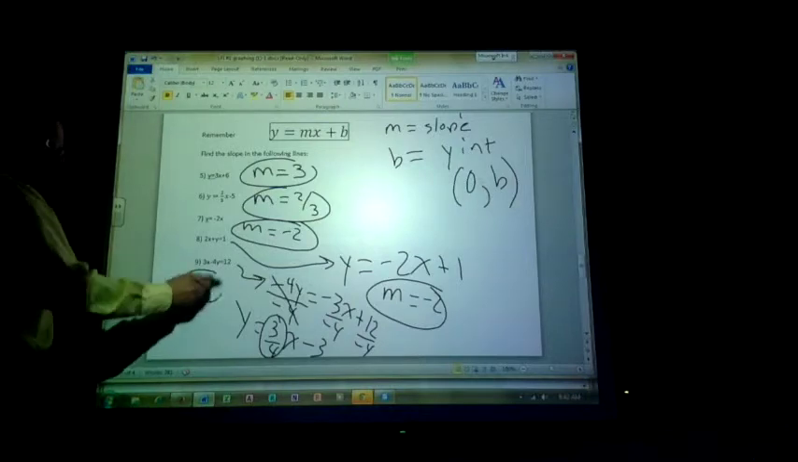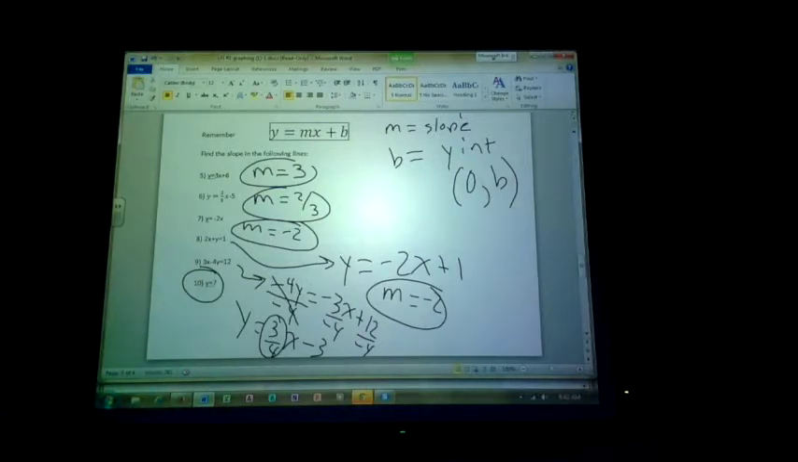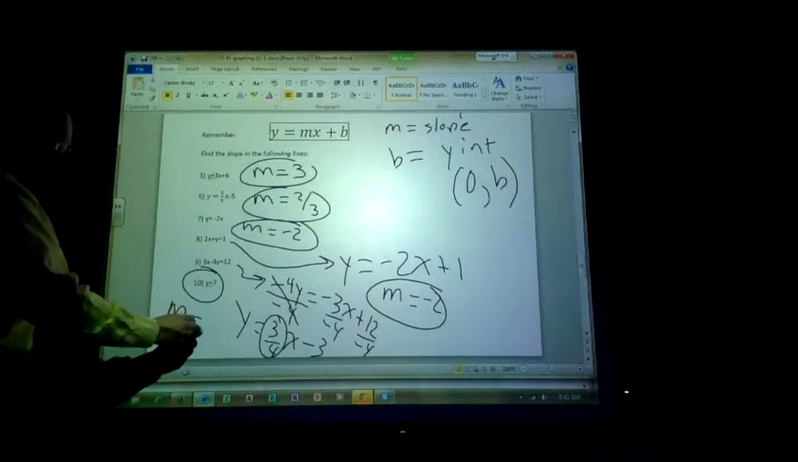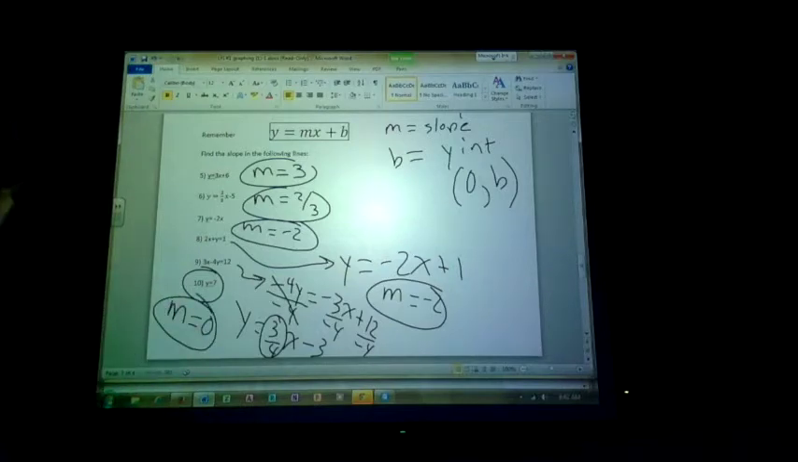What about this one? Where's the x? What number do I multiply something by to get rid of it? It's 0. So the slope of this one, if I have y equals a number, the slope happens to be 0.